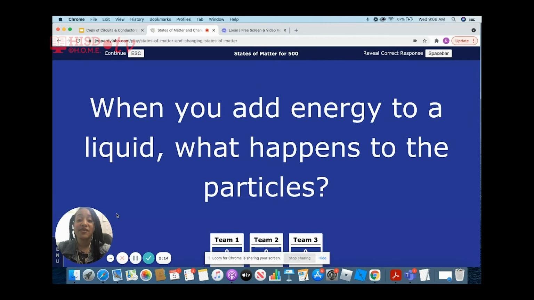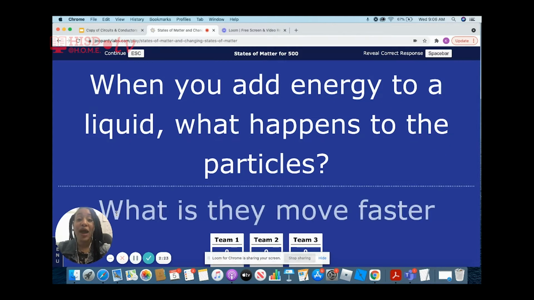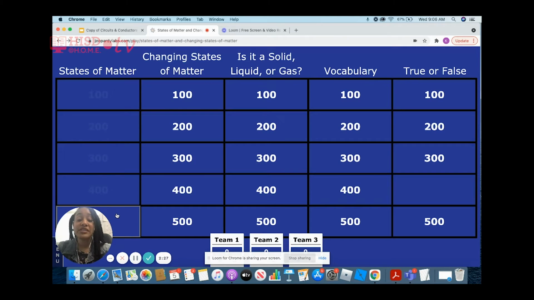And then states of matter for 500. When you add energy to liquid, what happens to the particles? Correct. When you add energy, the particles are going to move faster. So before we continue with our Jeopardy game, let's review what we just learned with those 5 questions.